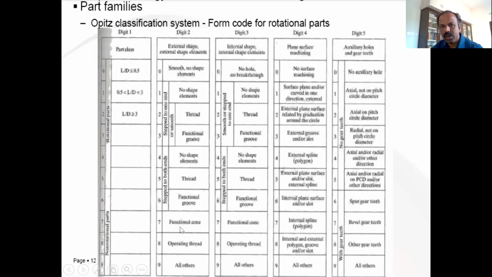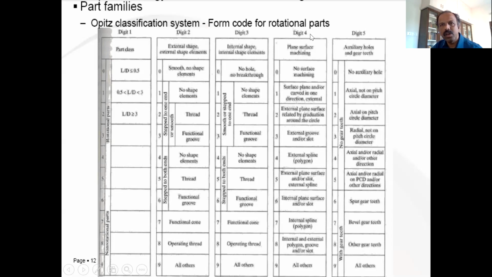Then next we have the functional cone. If it is a functional cone, the code is 7, and operating thread is 8, and anything other than those covered under 0 to 8 will be formed under 9. Similarly, the same thing applies to digit 3, but the only difference is digit 2 says about the external shape, digit 3 says about the internal shape.